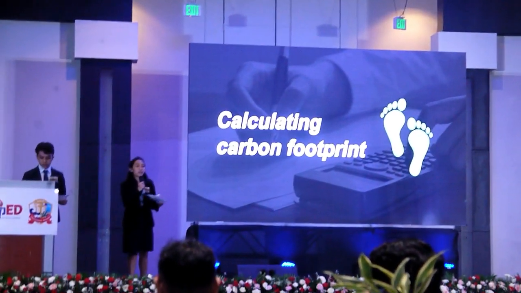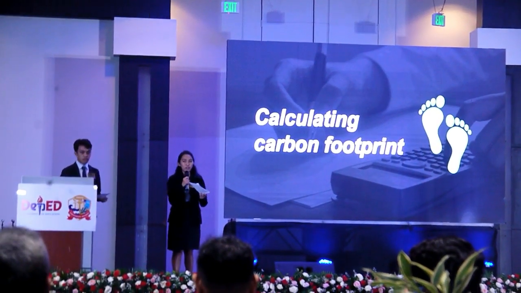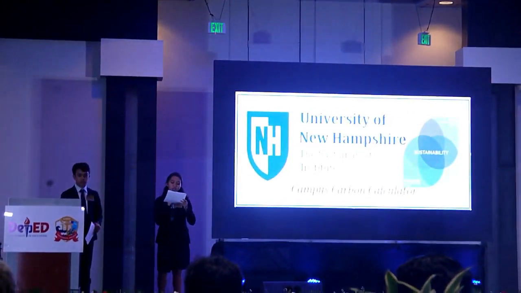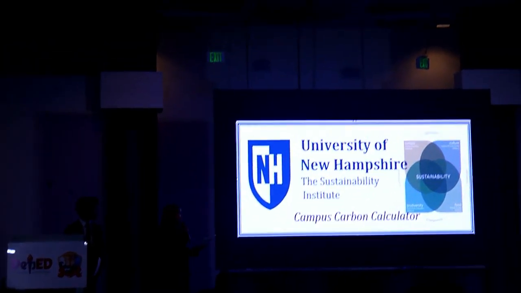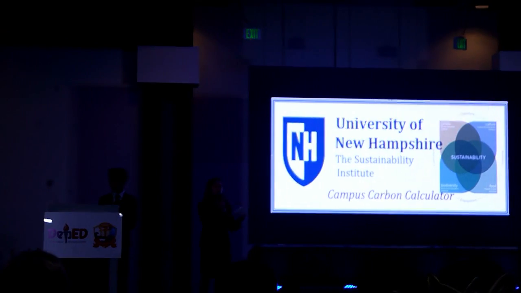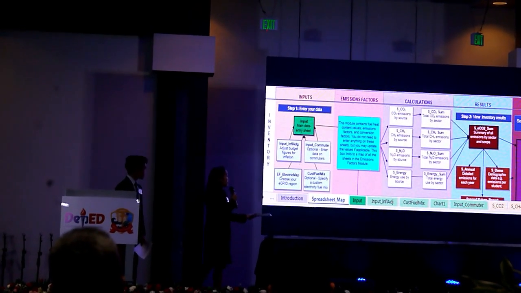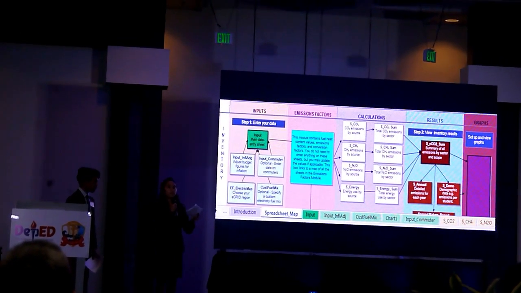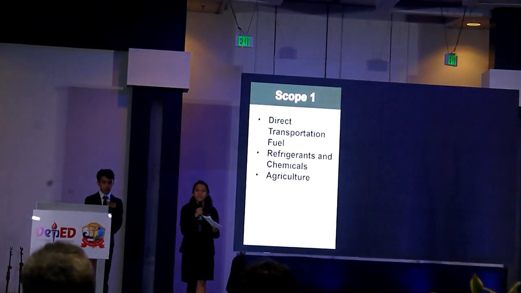So now, the question is, how do we know our carbon footprint? Or should I say, how can we calculate our carbon footprint? Ladies and gentlemen, I would like to introduce to you the Clean Air Cool Planet Campus Carbon Calculator developed by the University of New Hampshire in order to get the carbon footprint of the school. So here is the form of the calculator. It can be edited or you can input the data in Microsoft Excel. It is composed of three scopes.